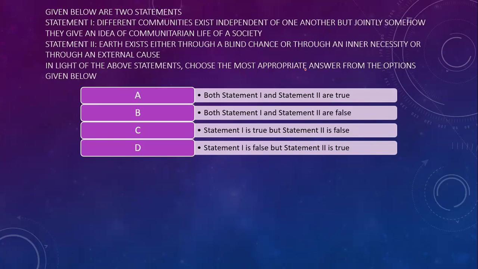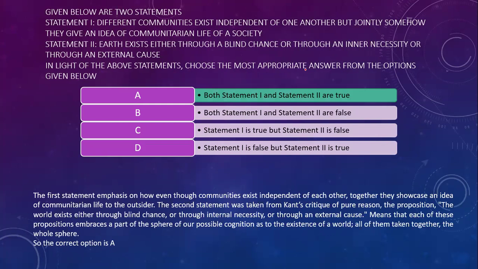Next question. Statement 1: Different communities exist independent of one another, but jointly somehow they give an idea of communitarian life as the life of a society. Statement 2: Earth exists either through a blind chance or through an inner necessity or through an external cause. Okay, we'll check the answer.